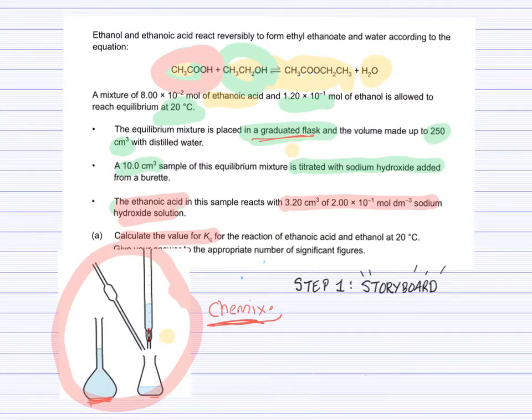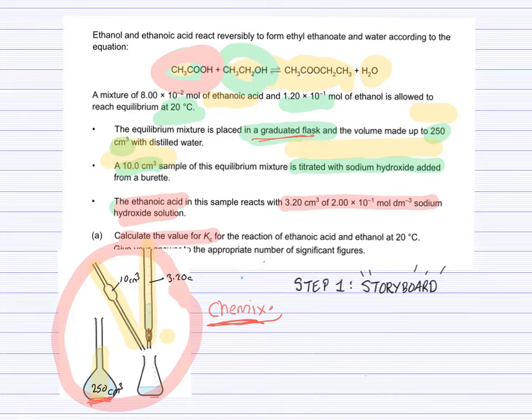So here's a question explaining that a mixture was left to reach equilibrium and it's put into a flask and made up to 250 cm³ with distilled water. And a sample of this, using a pipette, was taken out and it's been titrated with sodium hydroxide that's in a burette. And what I've done here is to storyboard. So I've taken pictures of the apparatus from Chemix, taken the information from the question and put it into a diagram. It's a lot easier to see.